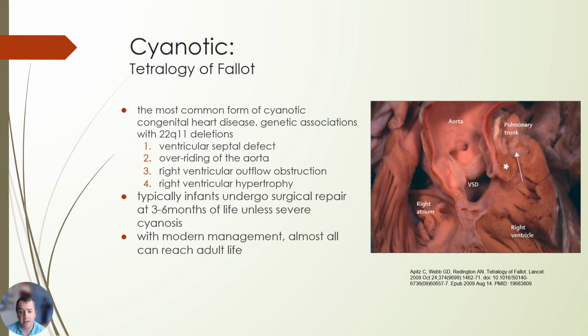Moving on to our cyanotic lesions, tetralogy of Fallot, the most common form of cyanotic congenital heart disease. There is a genetic association with 22q11. The four components are a ventricular septal defect, overriding aorta, right ventricular outflow obstruction, and right ventricular hypertrophy. Typically, infants undergo repair around 3 to 6 months of life unless there's severe cyanosis. With modern management, almost all can reach adult life.